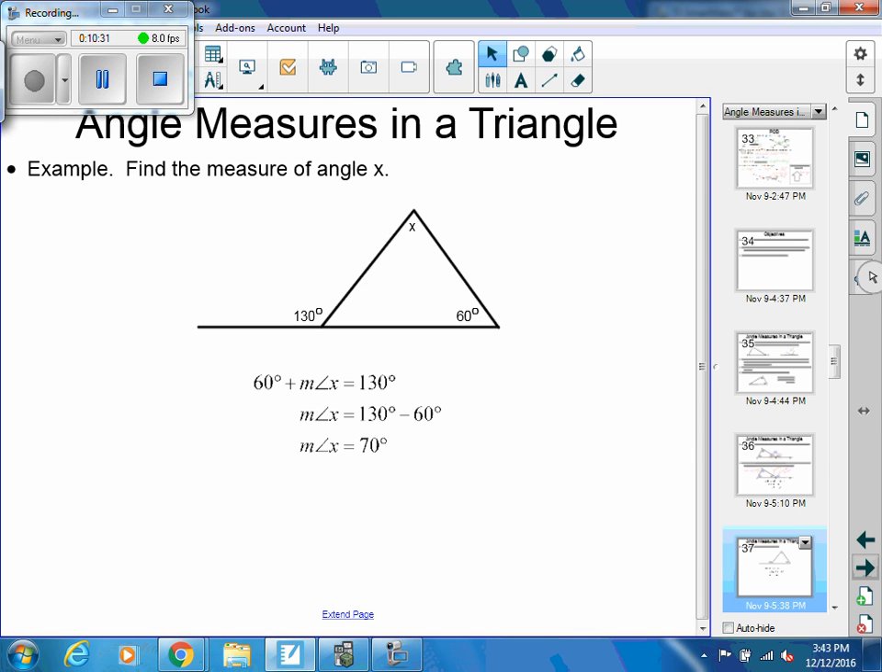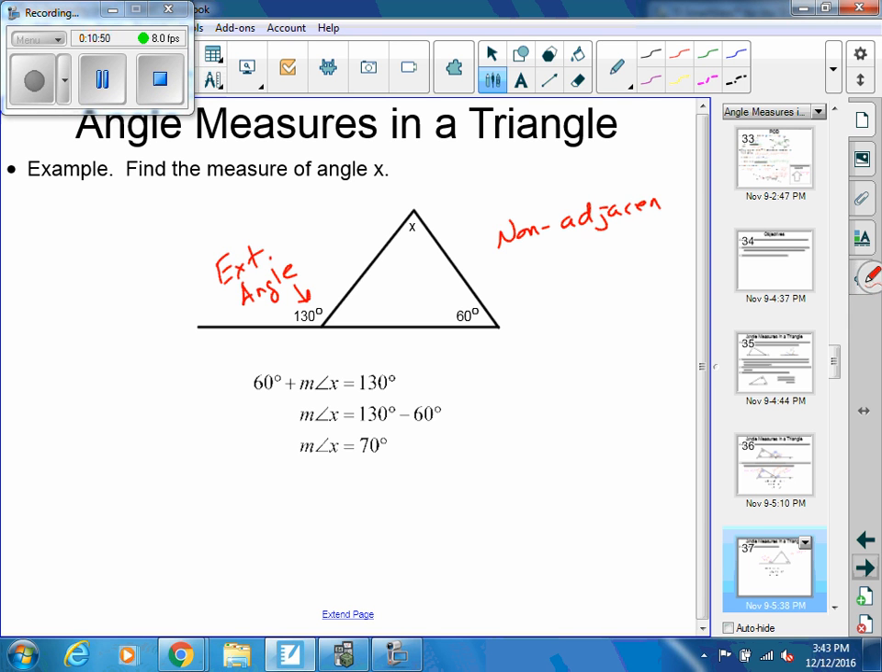Okay, so an example here, we have the exterior angle of the triangle is the 130, and these are the non-adjacent interior angles right here. So if we take the 60-degree angle plus the measure of angle x, that should equal 130 degrees. So all we have to do is take the 130 minus the 60, and we get that x would be 70 degrees.